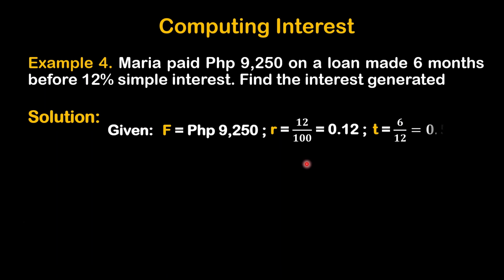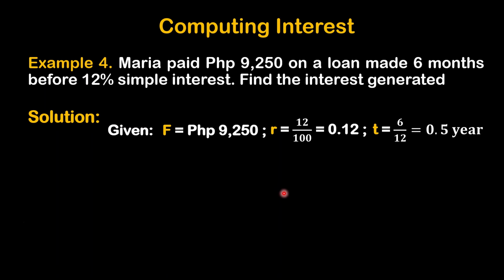And of course, we also have our T, which is in 6 months. Therefore, take note guys, since this is in 6 months, ang gagawin na natin dito is i-convert natin to year. So, to convert this one to year, all we need to do is to divide this one by 12. Okay, so that is equal to 0.5 year. So that's the value of our T.